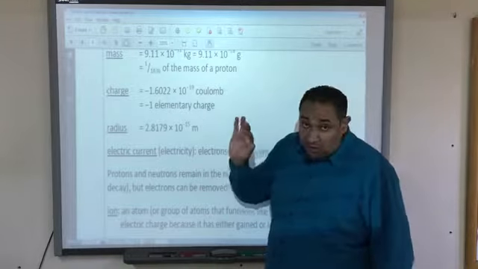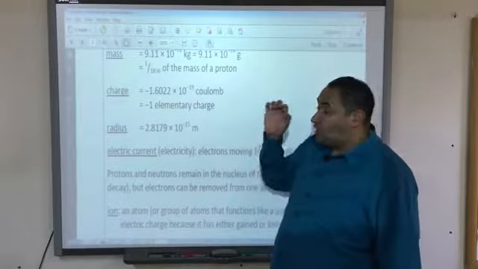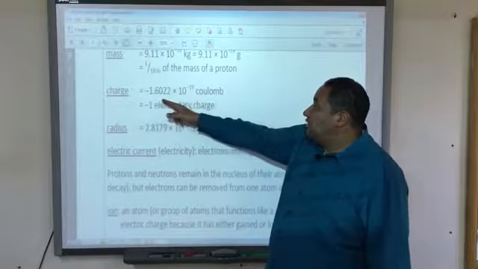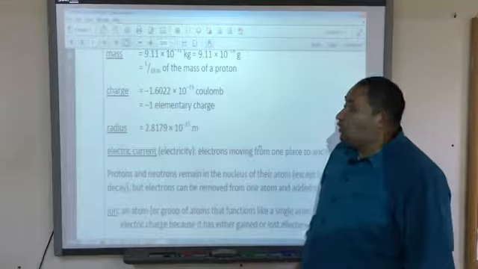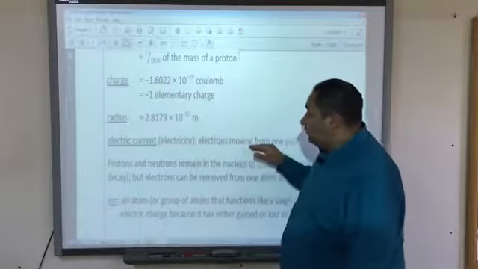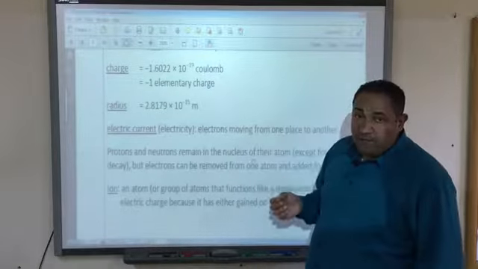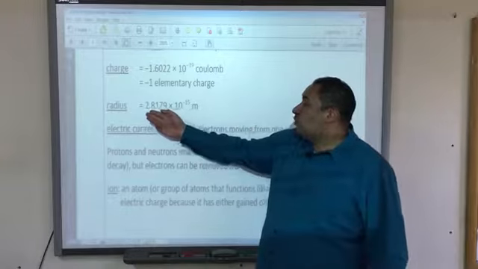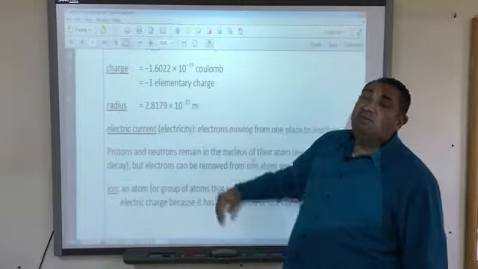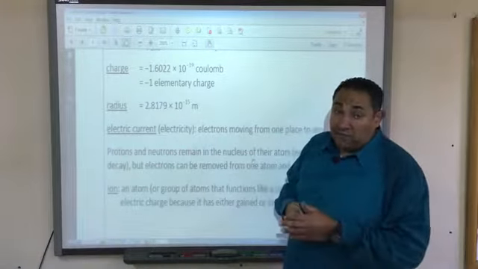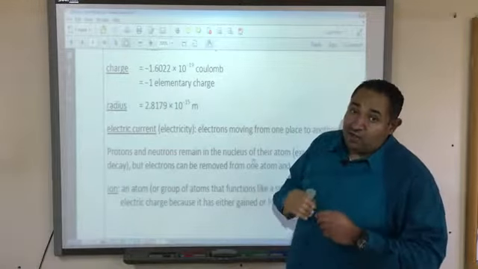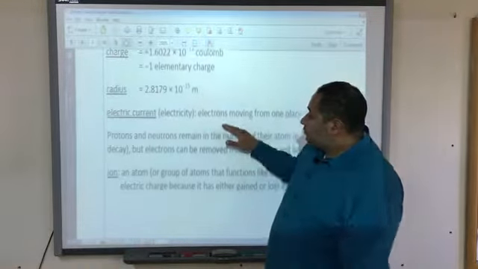And in coulombs, if you remember this unit of charge from physics, it's negative 1.6022 times 10 power negative 19. Even we give you here the radius of the electron, it is 2.8 times 10 power negative 15, which is very, very small.